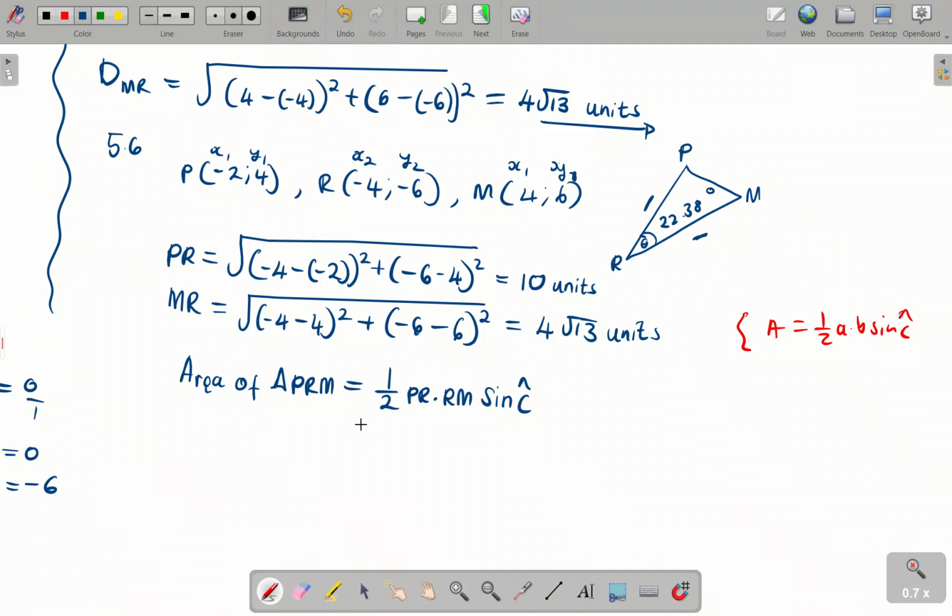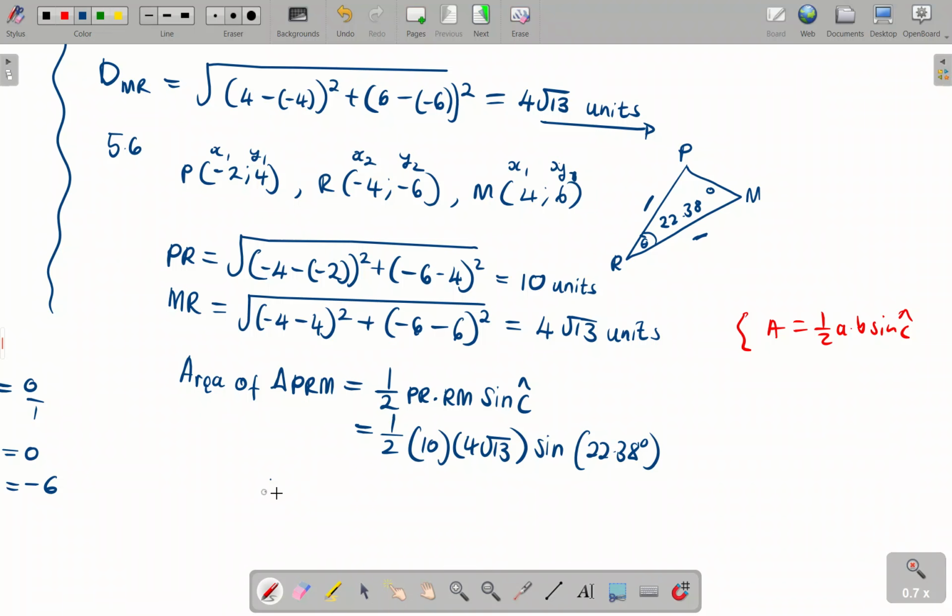So this is half. Your PR is 10. Your RM is 4 square root of 13, sine of the angle, which is, let me remove that thing there, sine of 22.38 degrees.